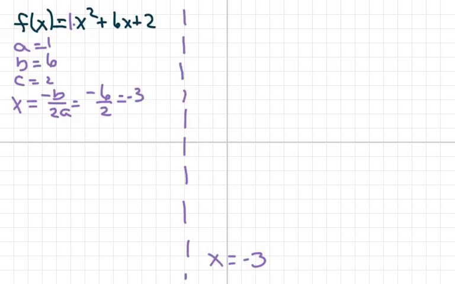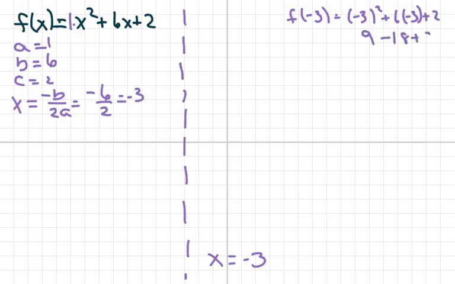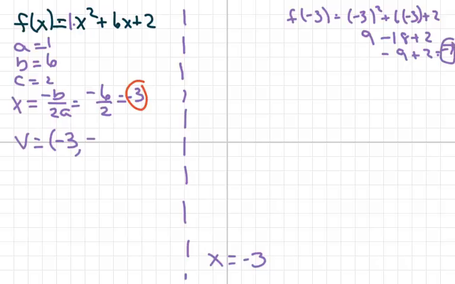Now for the vertex, we're just going to plug in negative 3. So we're going to use f of negative 3 equals negative 3 squared plus 6 times negative 3 plus 2. What we get is 9 minus 18 plus 2. Remember, you're squaring the negative there. So that's negative 9 plus 2, which is negative 7. So your vertex is: x is negative 3, you're using this part, and your y is negative 7. So negative 3 comma negative 7.